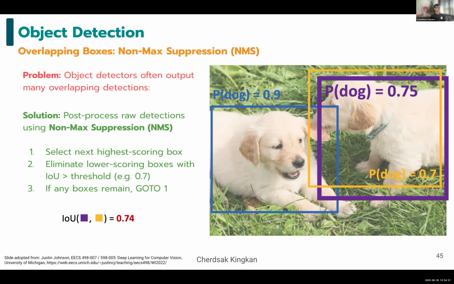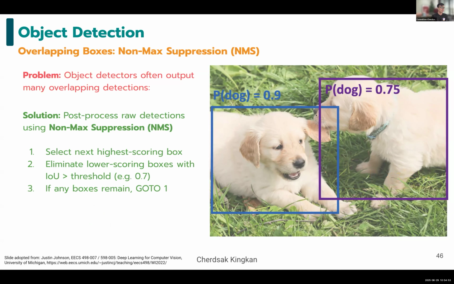At the end, we will have just two boxes, which are the locations of the different dogs within the image. Okay, so you got the idea with this? Yeah, clear. Thank you.